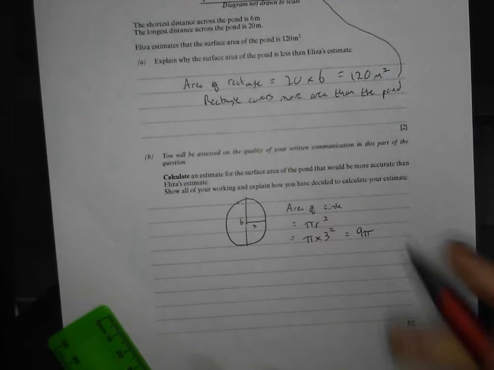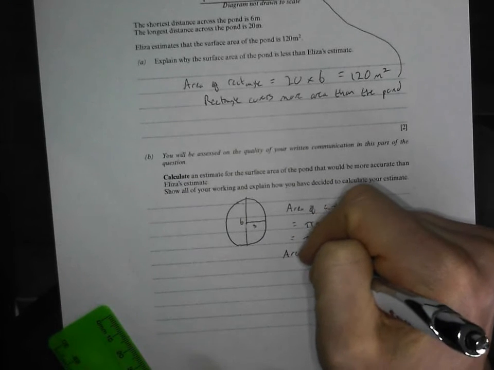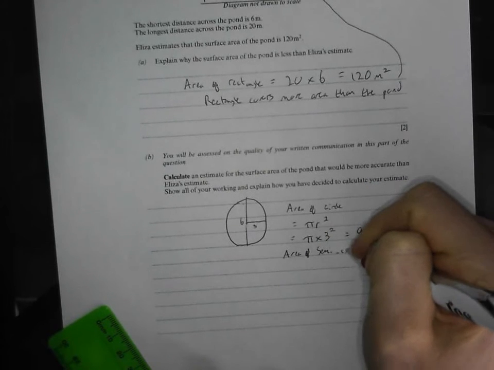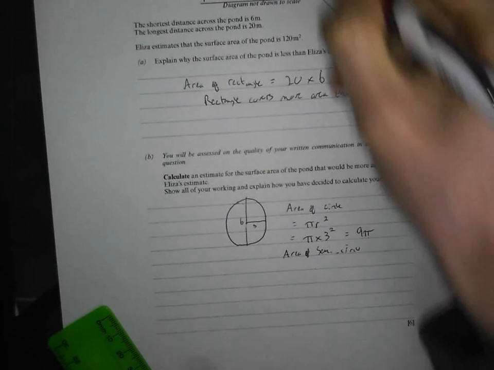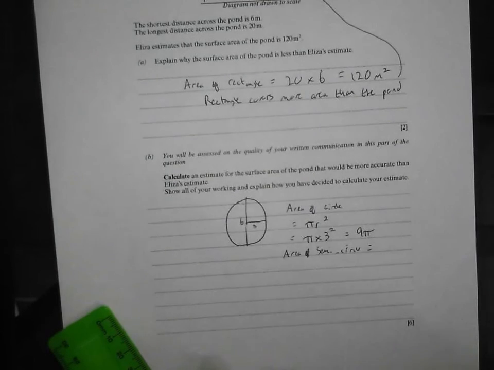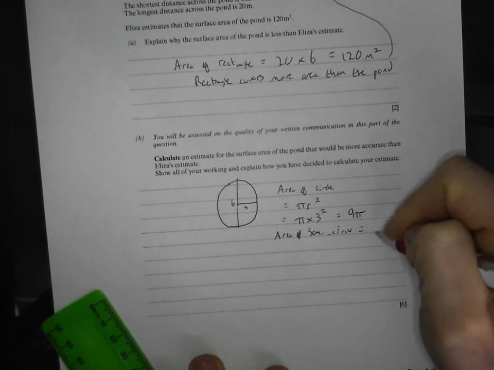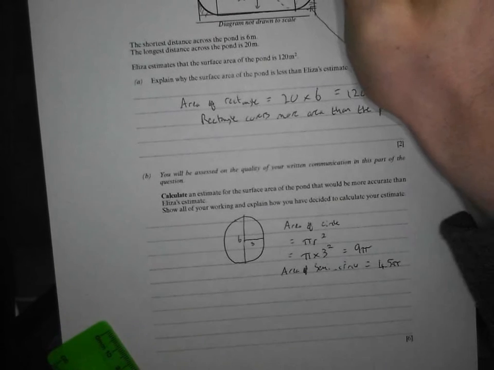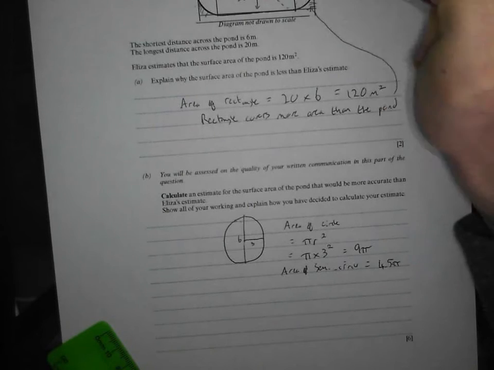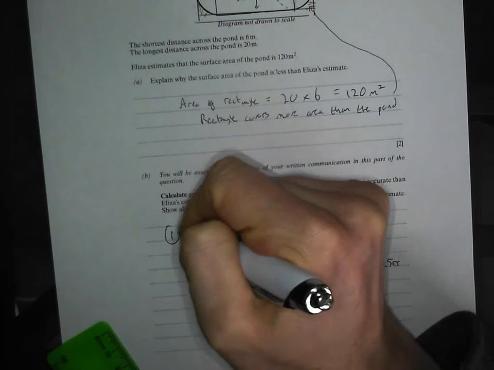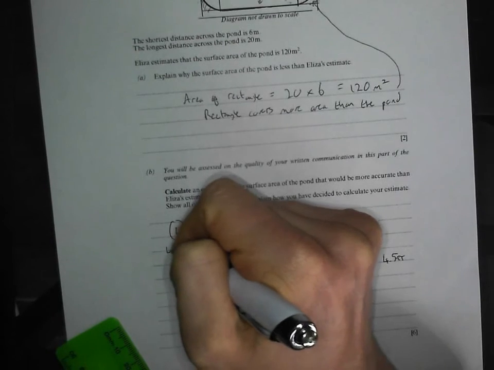where possible. So now I'm going to put area of semicircle, because I don't want the full circle. All I'm interested in is this bit of the circle. Well, if my area of my full circle is 9 pi, my area of my semicircle has just got to be half of that, 4.5 pi. And just to make this clearer, I'm going to label that area 1. This is area 2, and this is area 3. So area 1, I reckon, is 4.5 pi.